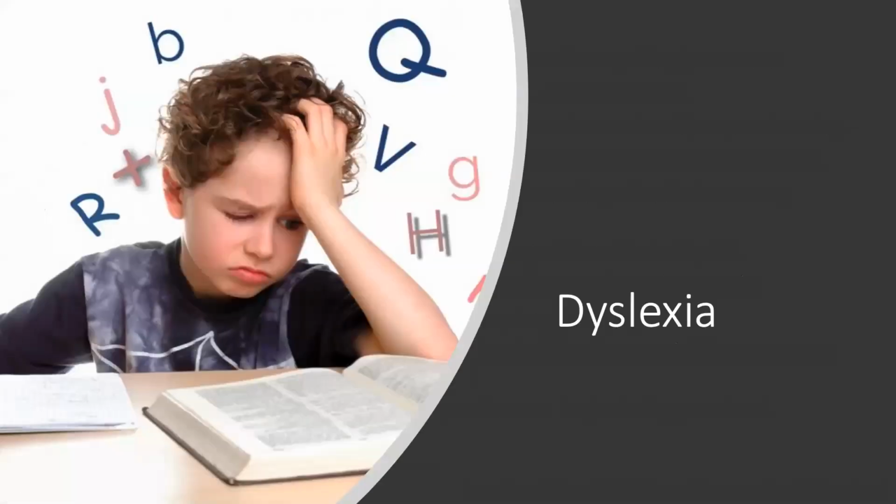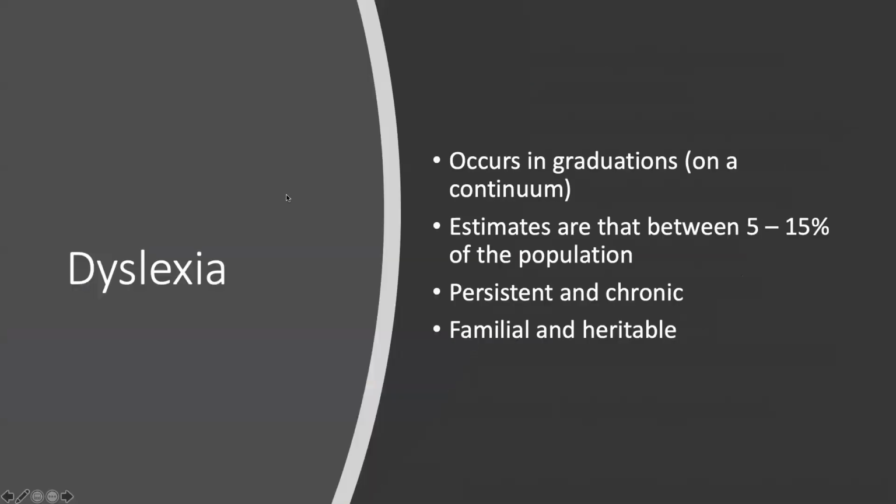So for dyslexia, I'm going to cut these slides a little bit just for the sake of time, but we'll talk a little bit about what dyslexia is, just so you can understand the difference and the misconception behind it. So dyslexia occurs in gradations, or you can say on a continuum. So like autism, it also seems to be kind of a spectrum disorder.